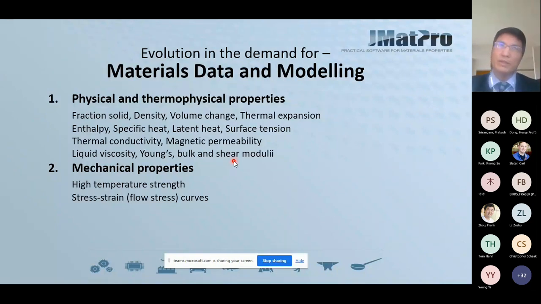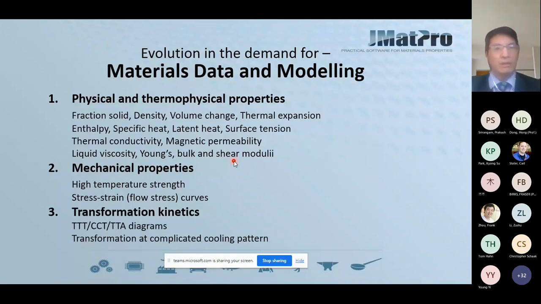If you want to deal with phase transformations, of course, you have to have more models to deal with things like TTT, which is isothermal, CCT, which is continuous cooling transformation diagram, and the TTA, which is transformation during a heating process. And you should be able to deal with all these kinds of transformations.